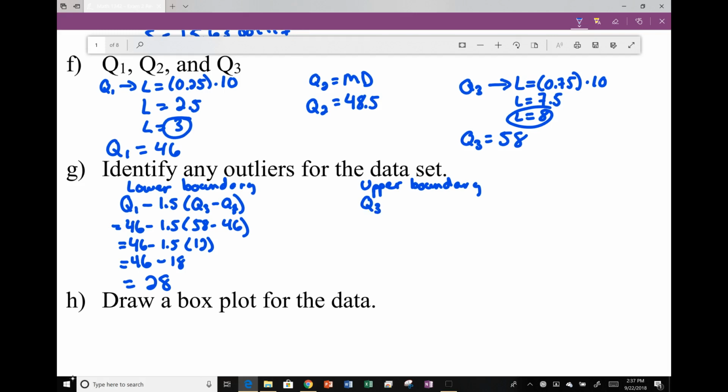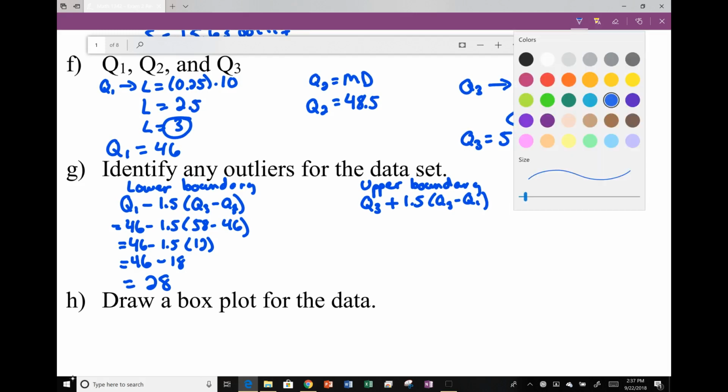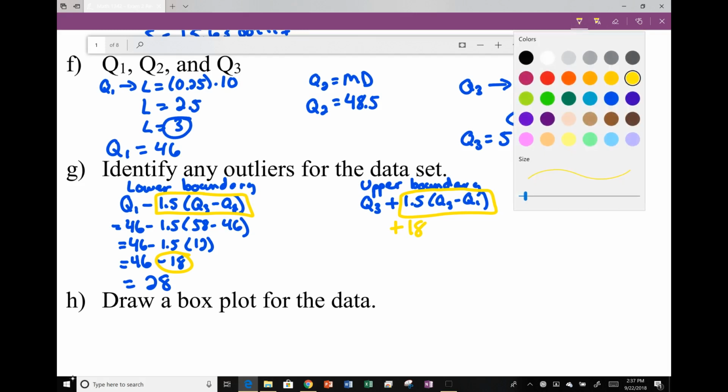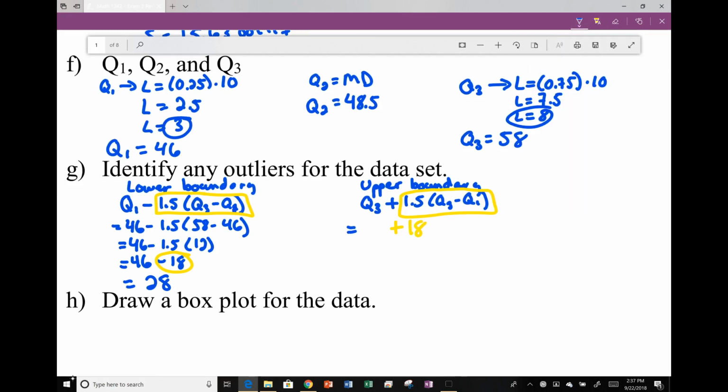So our upper boundary is Q3 plus 1.5 times Q3 minus Q1. Now let's look at this, because notice this right here is the exact same as this over here. So whatever I subtracted here, I'm actually going to add it over here. So Q3 was 58. I'm going to add 18. Q3 plus 18 will give you a 76. So my lower boundary is 28. My upper boundary is 76.